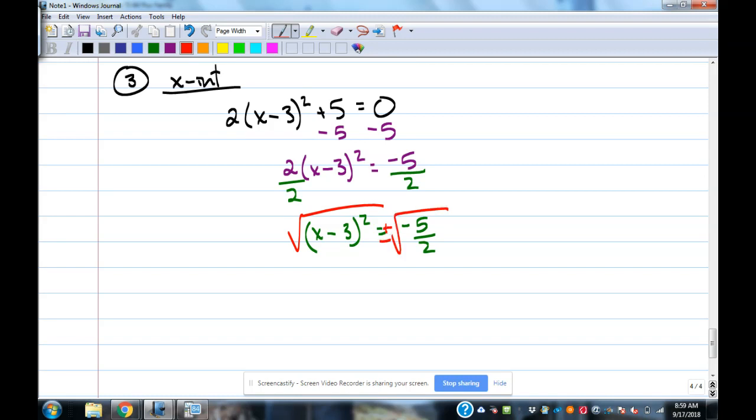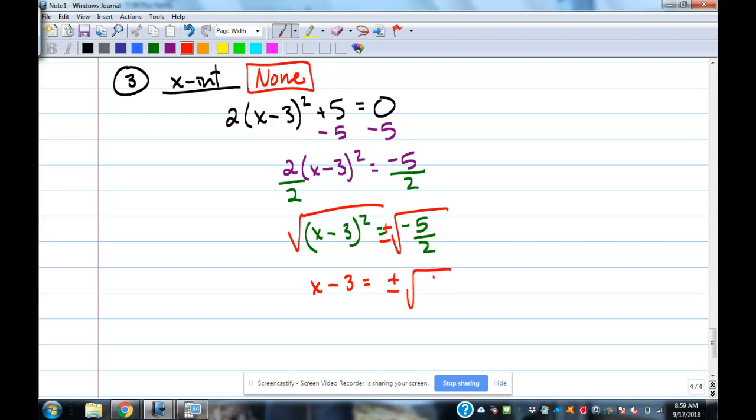What kind of number is underneath the square root there? Negative. That means we're going to have what kind of solutions? 2 complex solutions. Complex solutions do not cross the x-axis. So graphically, when we graph this thing, it's not going to touch the x-axis at all. So there are no x-intercepts. None.